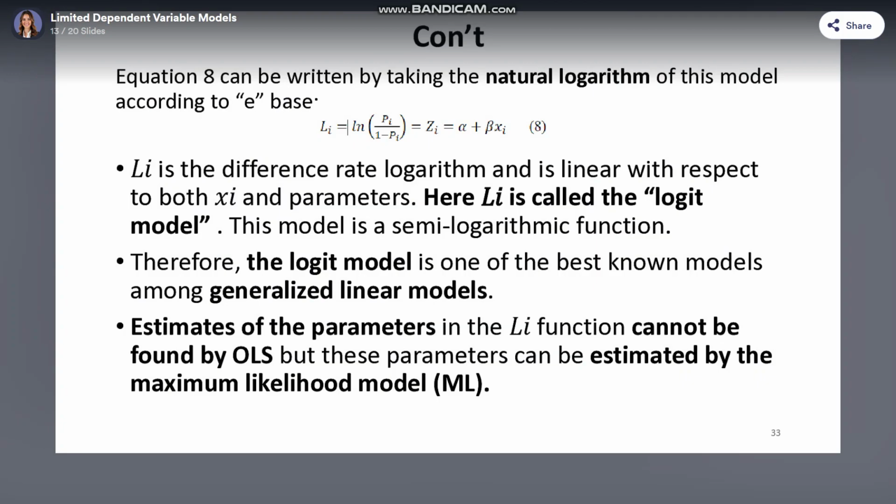Taking the natural logarithm of the odds ratio gives us the logit model, which is linear in parameters and explanatory variables. This semi-logarithmic form is widely used because it simplifies interpretation and estimation. While ordinary least squares can't estimate these parameters, maximum likelihood methods provide consistent estimates.